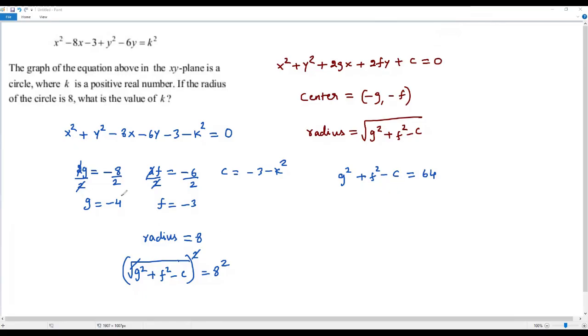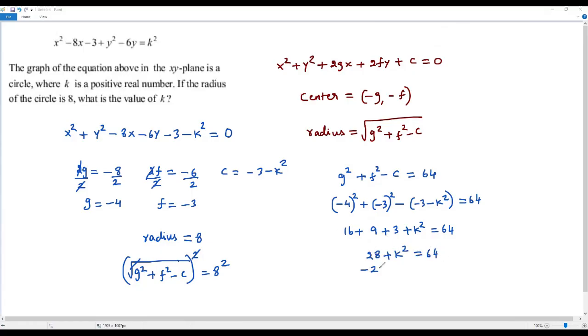Now we can plug in values for g, f, and c. We got that g equals −4, so we plug in (−4)². For f, we have −3, then we get (−3)². Minus, and for c we have −3 − k², so I plug in −(−3 − k²) equals 64. The value of (−4)² is 16 and the value of (−3)² is 9. Now we can distribute this negative sign to both terms. Then I'm getting +3 + k² equals 64. When I combine 16, 9, and 3, I'm getting 28 + k² equals 64.